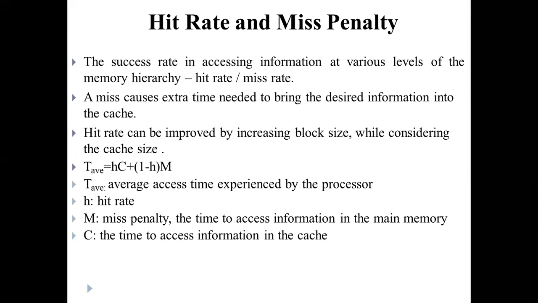Hit rate can be improved by increasing the block size. If we increase the block size, in that way we can improve the hit rate. While considering the cache size, T average is equal to H times C plus 1 minus H times M. Here T average is the access time experienced by the processor. H is the hit rate, M is the miss penalty, the extra time needed to access information in the main memory if a miss has occurred. And C is the time to access information in the cache memory.